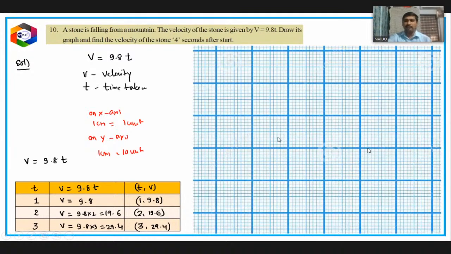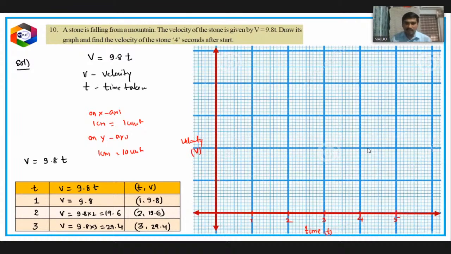Again, this is the graph sheet, and I am going to draw the x-axis and y-axis. Once again, this is the x-axis and this is the y-axis. Here the x-axis relates to time. Observe, children, this is time. And this is velocity, v, and this is time. We have taken time in seconds: 1 second, 2 seconds, 3 seconds, 4 seconds, and 5 seconds.